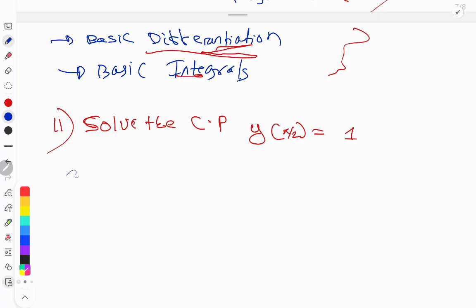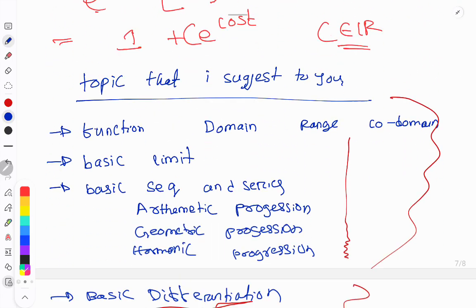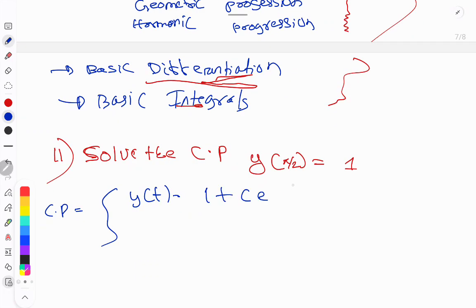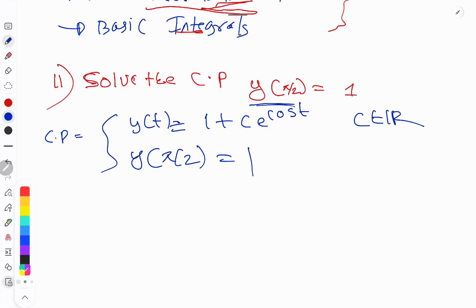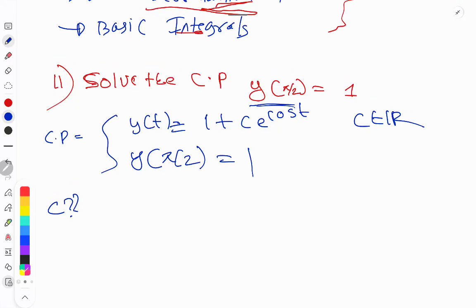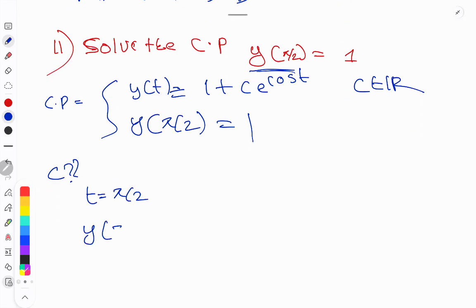So for the Cauchy problem, you have y of t that you have already computed over here. It is 1 plus c e^(cos t), where c belongs to R, and this is the initial condition, y of pi by 2 is equal to 1. So you have to find the value of c. You put t equal to pi by 2, so y of pi by 2 is equal to 1 plus c e^(cos pi by 2). And what's the value of cos 90?